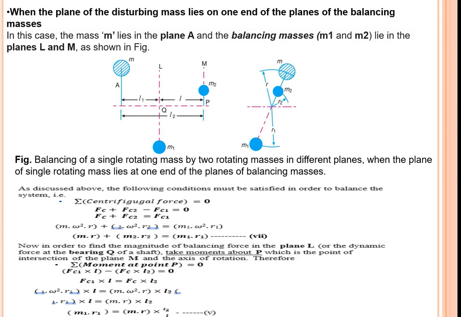If the disturbing mass lies at one end of the plane of the balancing masses, this also you can compensate by taking the necessary equations. You'll be able to equate the required balancing mass at the initial position itself. So either you can place it in the middle of the plane, or you can take it at the beginning of the plane to compensate that. Both ways are possible.